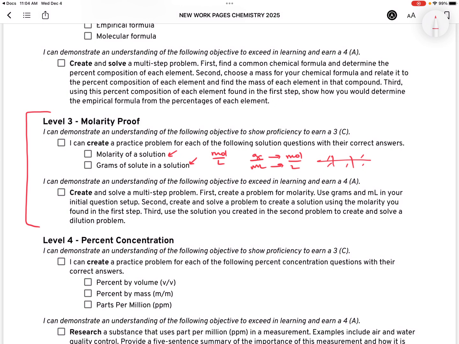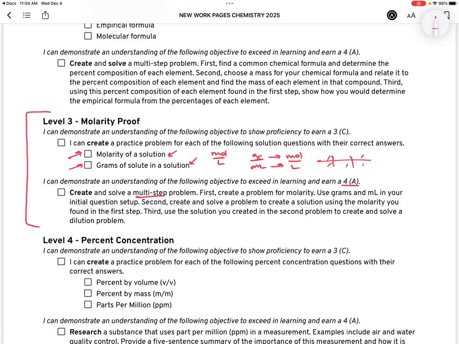And I have practice problems for these. So go find one and then make one that's similar to it. I want you to think about the nature of the problem rather than just solve it. Now the second part to this, to get an A, you have to create a multi-step problem. These are both single steps. Now we're doing multi-step.